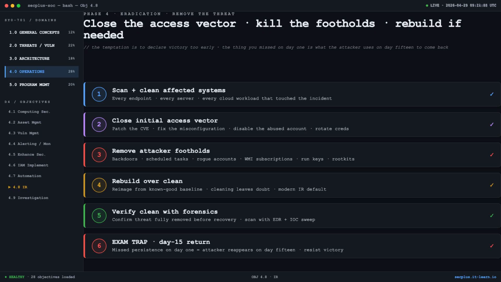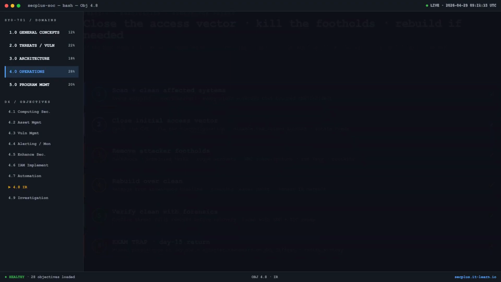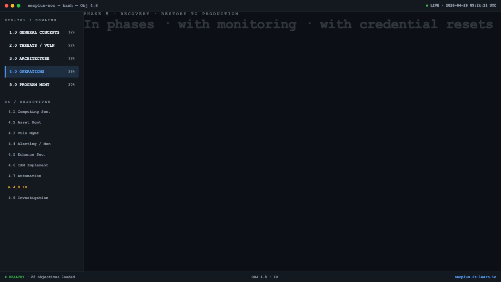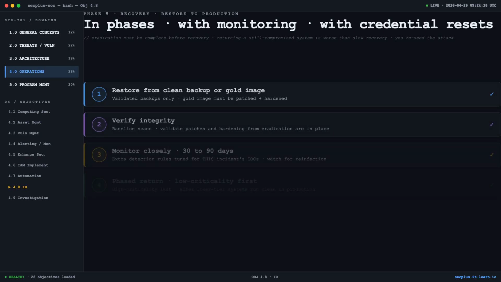Restore from clean backup or reimage from gold image. Verify integrity. Confirm systems are operating correctly before returning to production. Run baseline scans. Validate that the patches and hardening from eradication are in place. Monitor closely. Watch for signs of reinfection or attacker return for 30 to 90 days, with extra detection rules tuned for the specific IOCs from this incident.